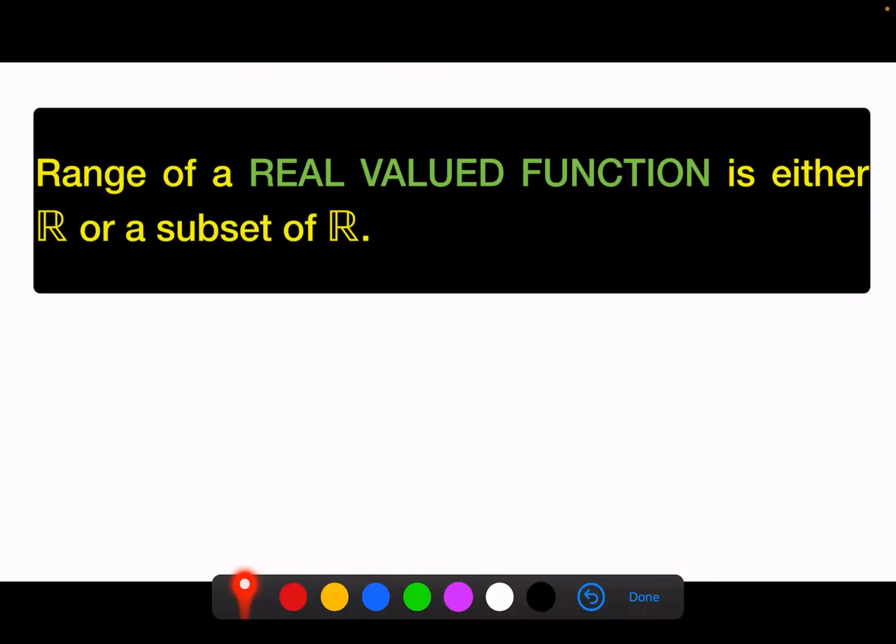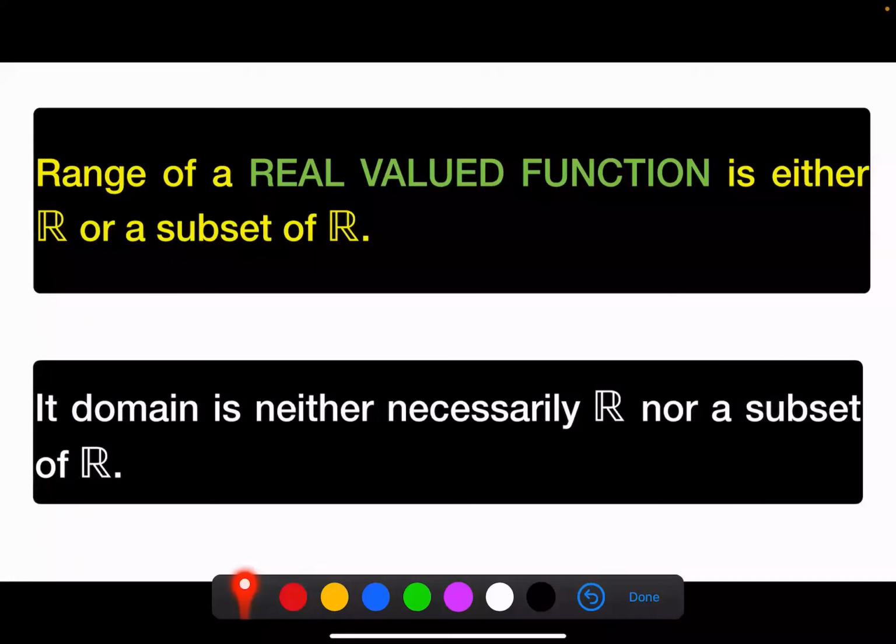Okay, so if you say that a function is a real valued function, the elements in your output should be either all the real numbers or maybe a part of the real numbers, a subset of the real numbers. You need to remember this. And then here we are not saying anything about the domain. The domain can be anything. Your range should be either real numbers or a subset of real numbers. The domain is not necessarily the real numbers, nor is it necessarily a subset of real numbers.